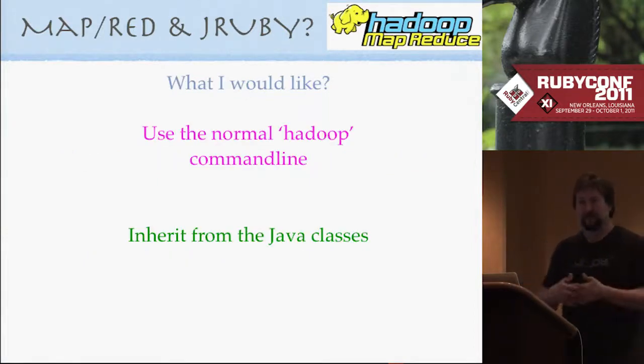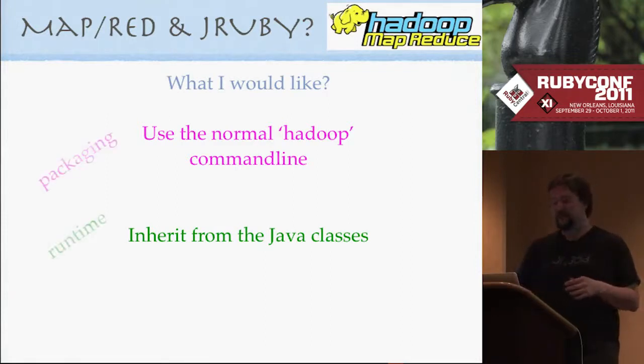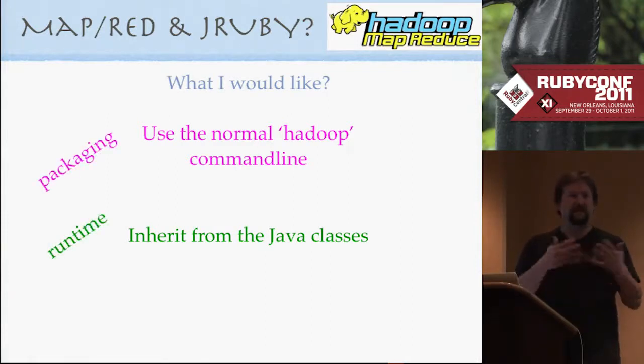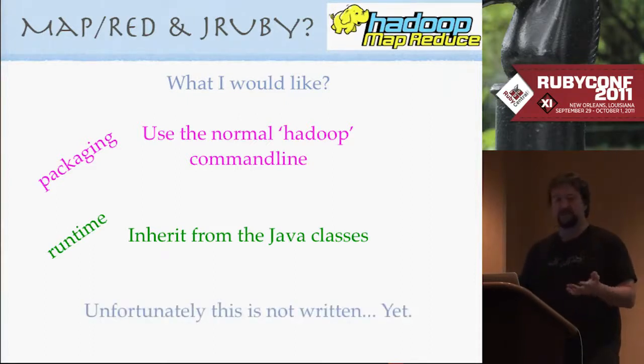I would like to use the normal Hadoop command line. It's there, might as well. It just needs a jar, and you could submit it, and everything works. And I'd like to actually inherit from the Java classes that exist, the standard way you would do MapReduce. We have JRuby. You could inherit from Mapper, write your map function, inherit from Reducer, write your reduce function, and everything would be great. Unfortunately, it's not written.